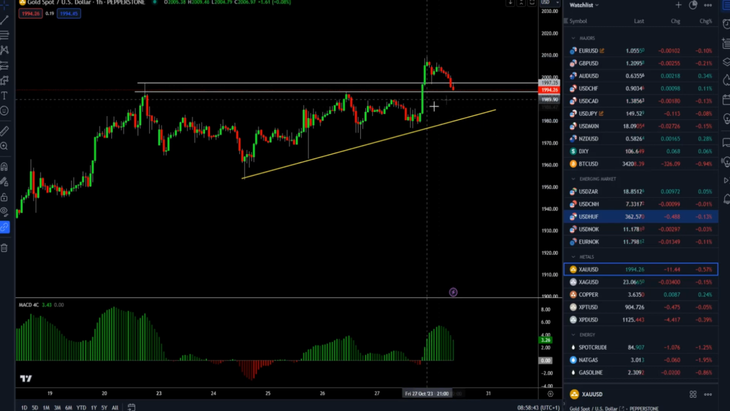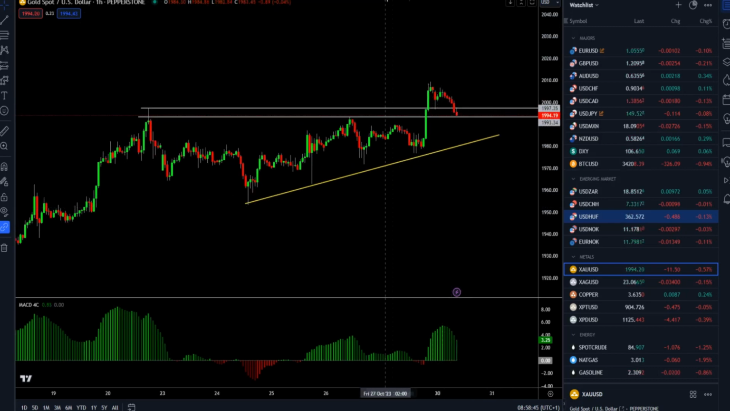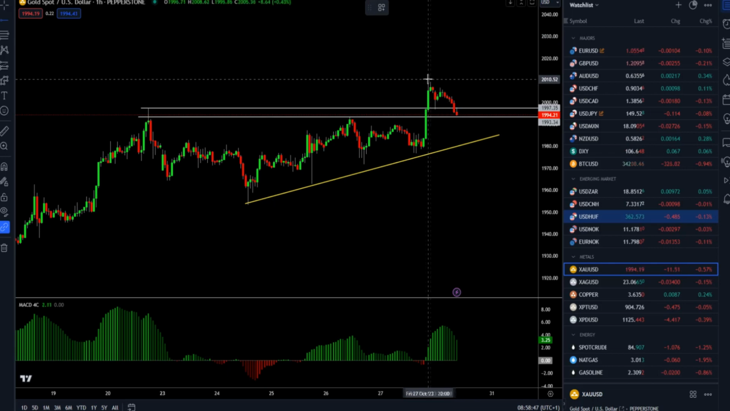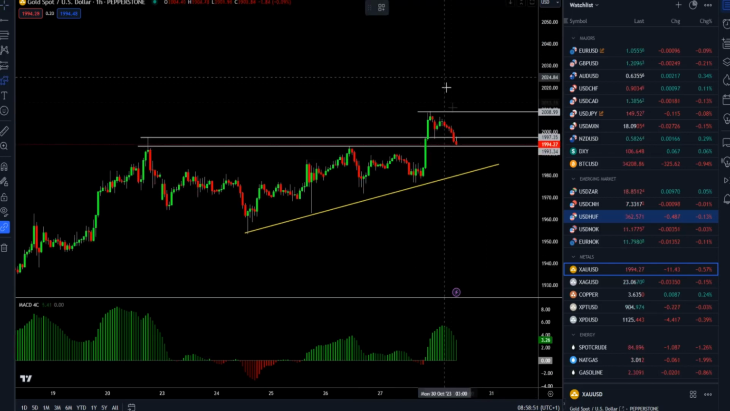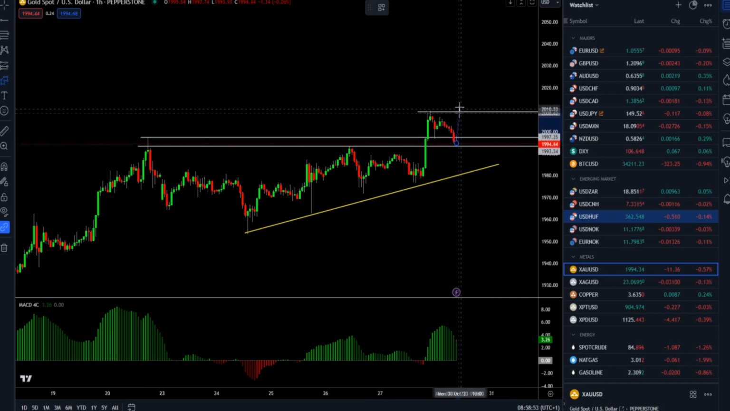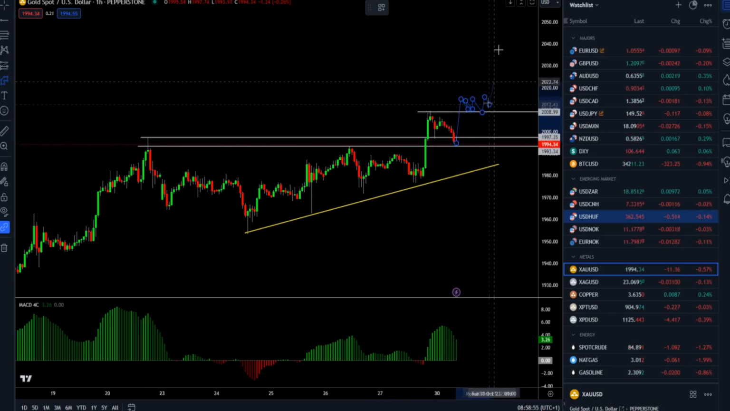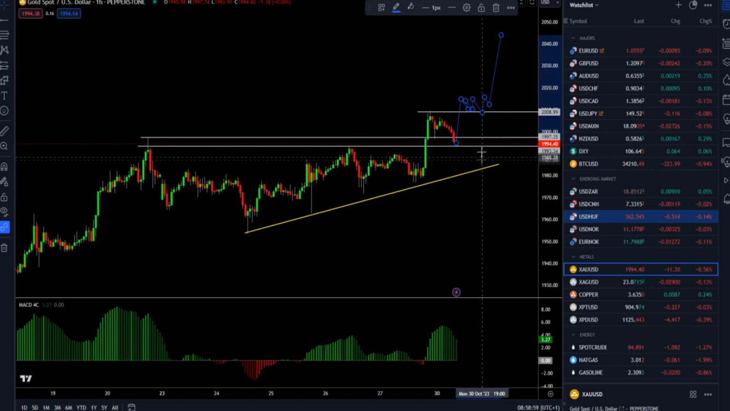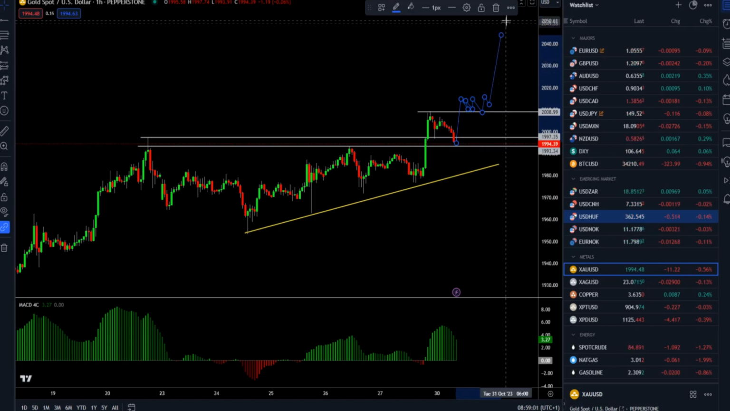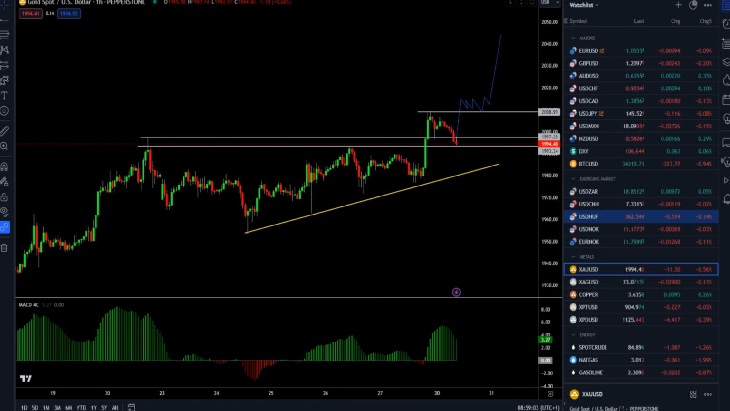Now, this is very important to watch, because for anything meaningful to the upside, I would like the market to clear the 2008 level, because if we cannot clear that and hold above, then it will be unlikely that market will go, let's say, towards the 2040 or 2050 mark. Because what can happen is that this can also be a fake breakout of this ascending triangle.